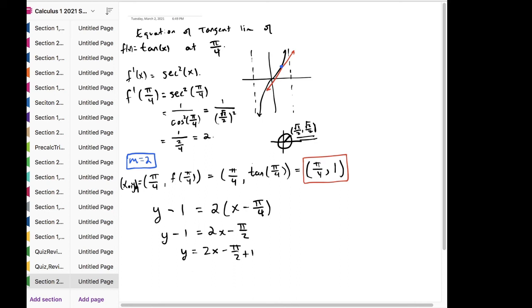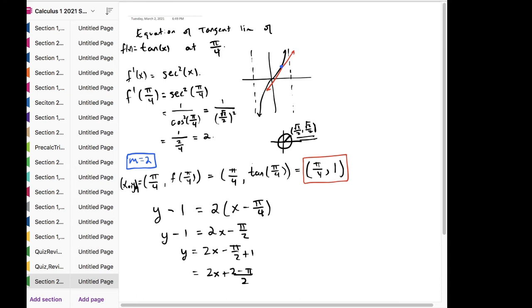And then if you want, you could say this is 2 minus pi over 2 or something. But this is fine. Just combining the fraction. Okay, any questions? Okay, let's think about other interesting points.